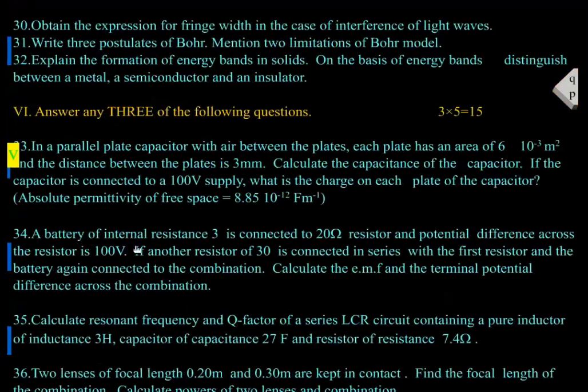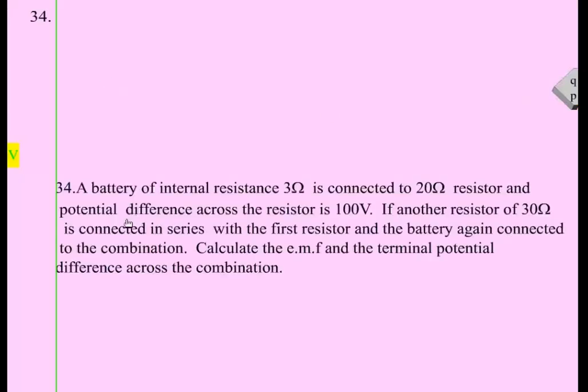34th: a battery of internal resistance 3 ohm is connected to a 20 ohm resistor and the potential difference across the resistor is 10 volt. If another resistor of 30 ohm is connected in series with the first resistor and the battery is again connected to the combination, calculate the EMF and the terminal potential difference across the combination. So now let us take this problem.